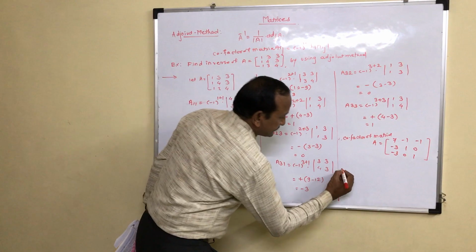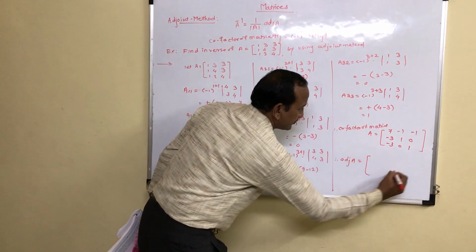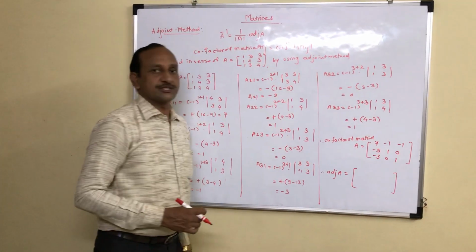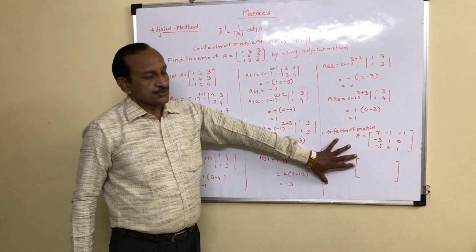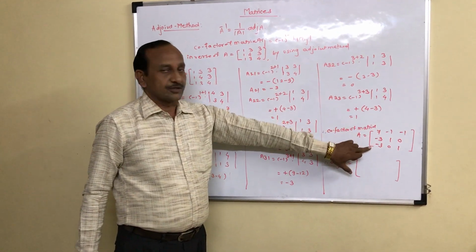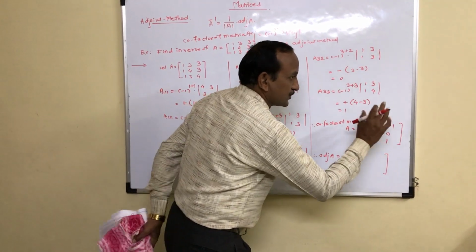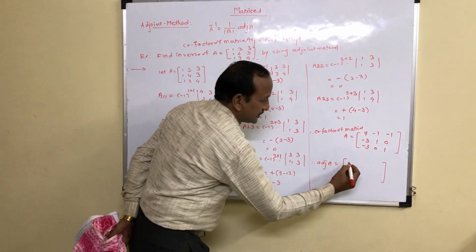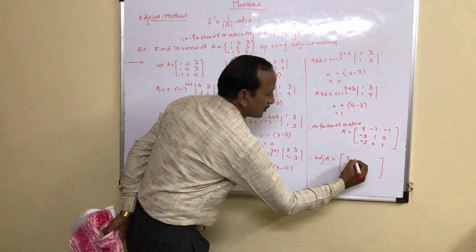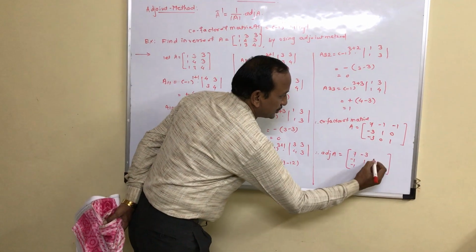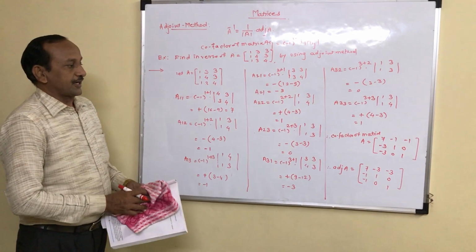Now find the adjoint of A. The adjoint of A is nothing but the transpose of the cofactor matrix. What is meant by transpose? Interchanging rows as columns and columns as rows. In this matrix, 7 minus 1 minus 1 is the first row, but in the adjoint it is the first column. So the adjoint is 7, minus 3, minus 3; minus 1, 1, 0; minus 1, 0, 1.